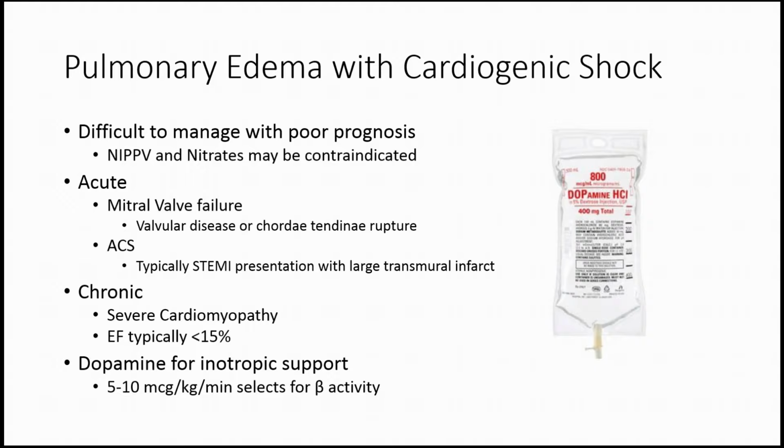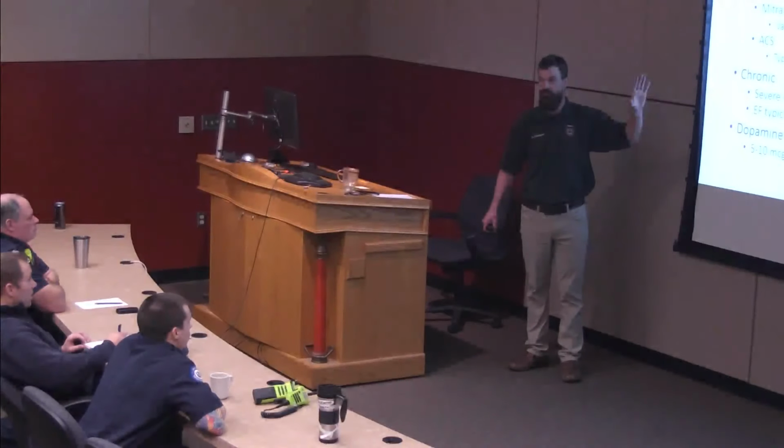So in this group of people, we have to initiate inotropic support, okay? And we do that with dopamine. And 5 to 10 mics per kilo per minute selects for beta activity. So I'll get more squeeze, right? I'll get better squeeze, okay? The problem is people with this bad of heart failure tend to do very, very poorly. If I'm putting bad heart failure on a pressor, that's bad news.